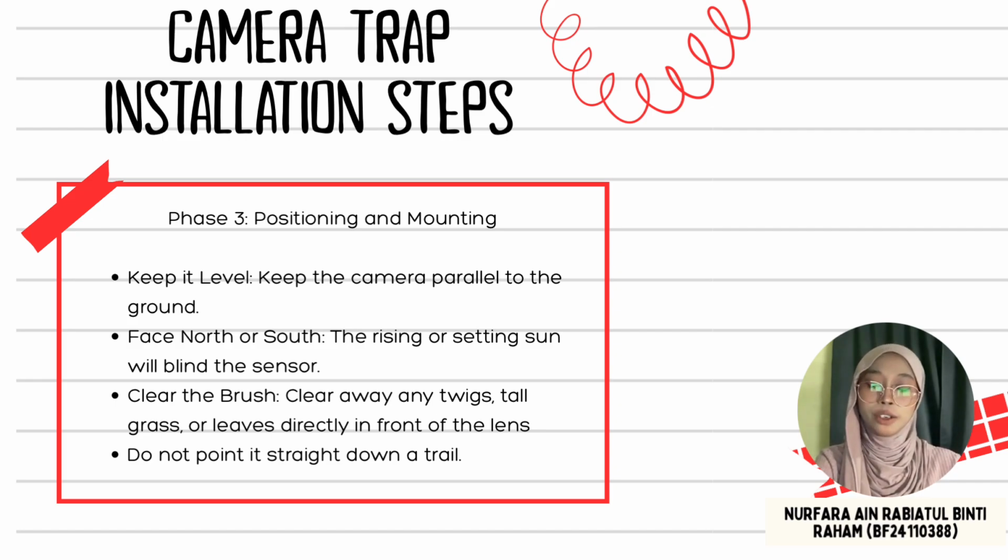For phase 3, positioning and mounting, keep it level, keep the camera parallel to the ground. Face north or south, as the rising or setting sun will blind the sensor. For the brush, clear away any twigs, tall grass, or leaves directly in front of the lens. Do not point it straight down a trail.